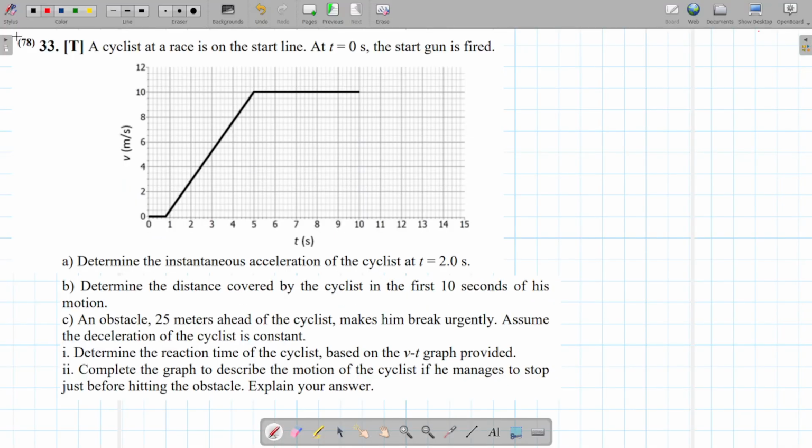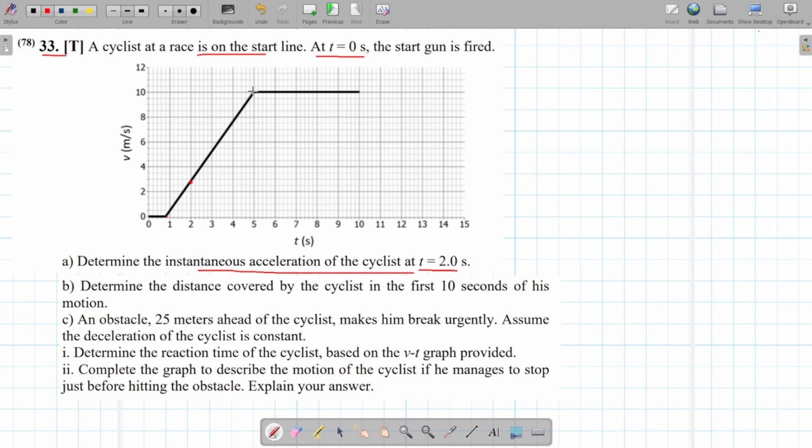Top questions 33 and 34 for physics algebra. First, 33: a cyclist at the race is on the start line at t equals 0 seconds, the start gun is fired. Determine the instantaneous acceleration at time equals 2 seconds. So here they want the acceleration.